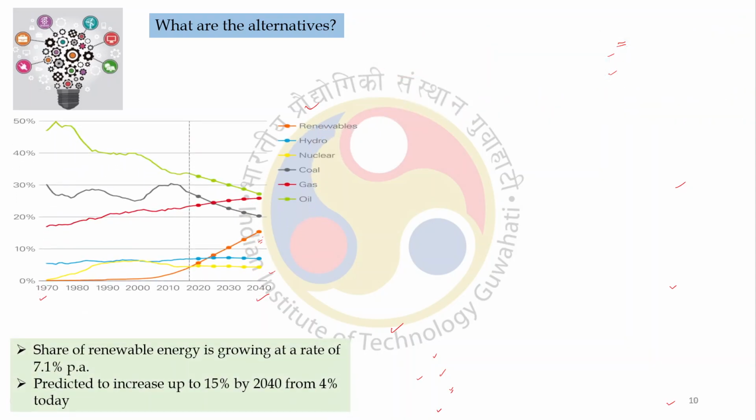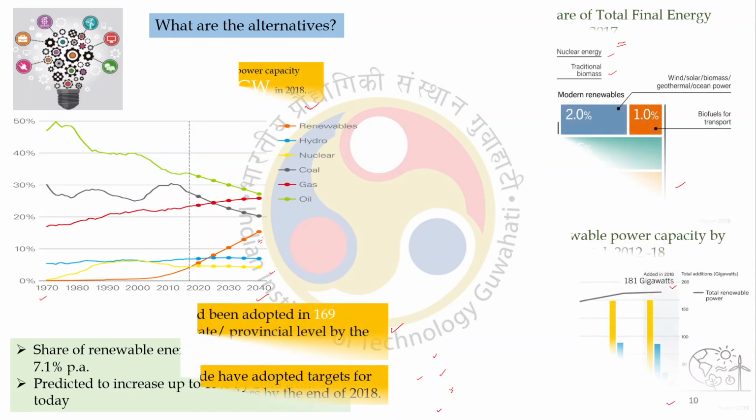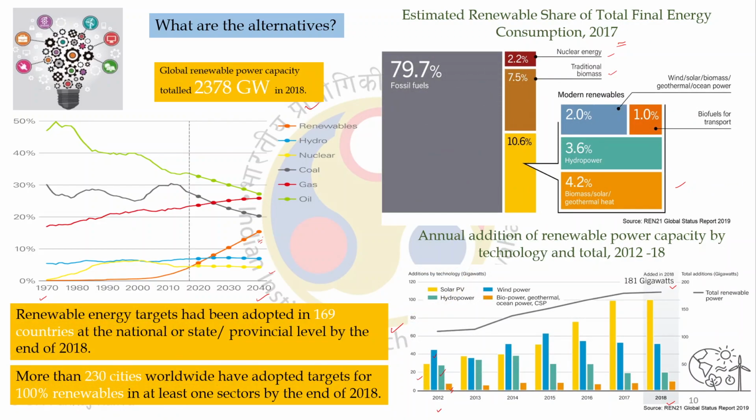So these are the trends of the energy in the 40-50 years. So you can see the share of renewable energy is growing at a rate of 7.1%, and the global renewable energy capacity totaled 2378 gigawatt in 2018, but it must be more now because it's 2018 data, and most of the world countries are actually focusing on renewable energy. So in the upcoming decade, you will see that most of their energy requirements will be fulfilled through renewable energy.